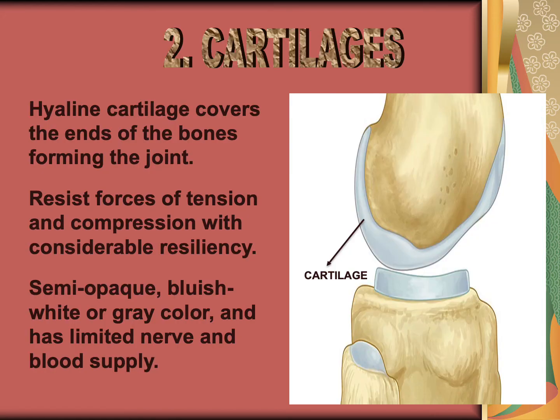Next are cartilages. In the photo, you will see where a cartilage is. It covers the ends of the bones to form the joint. So, ang cartilage para siyang rubber. They resist forces of tension and compression with considerable resiliency. Maraming nag-a-assist sa mga movable joints. One, yung synovial joints nga, di ba? May synovial fluid kasi freely movable to prevent friction. Another is cartilage. It is semi-opaque, it's bluish, white, or gray, and meron siyang limited nerve and blood supply.